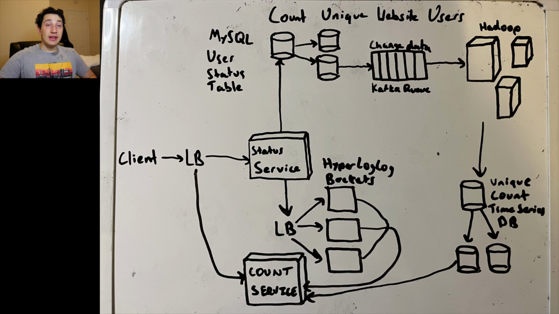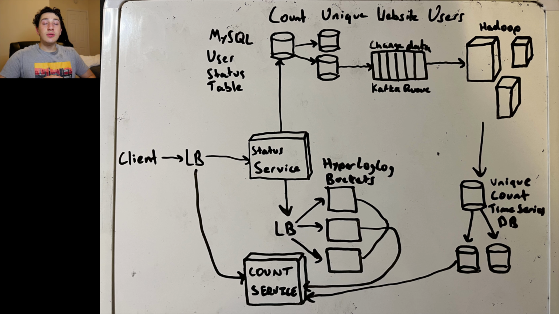In addition to pulling numbers from HyperLogLog, the count service can also pull numbers from a time series database, which are going to be exact numbers that were actually calculated by our Hadoop cluster on a batch job using something like Spark. Hadoop can run that every 10 seconds or maybe every minute, but the point is frequently enough that we actually have accurate counts.